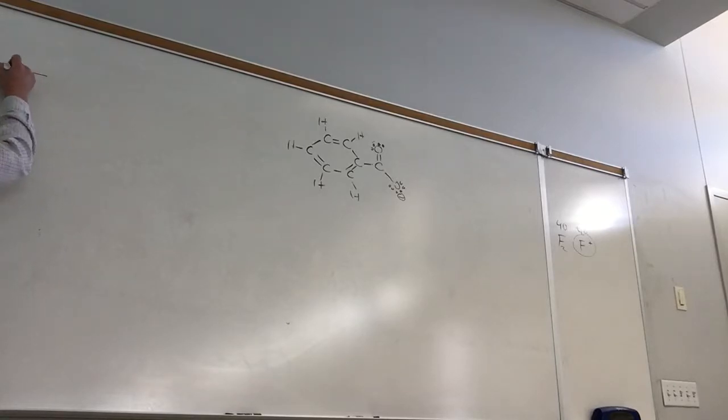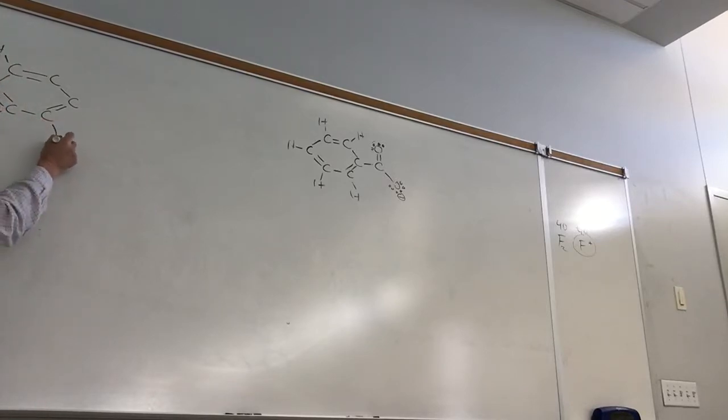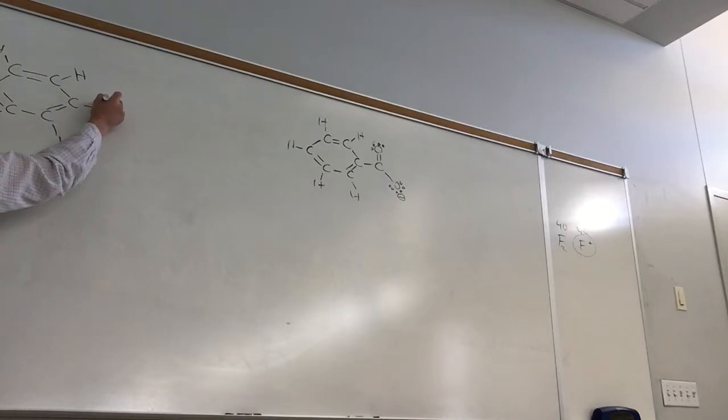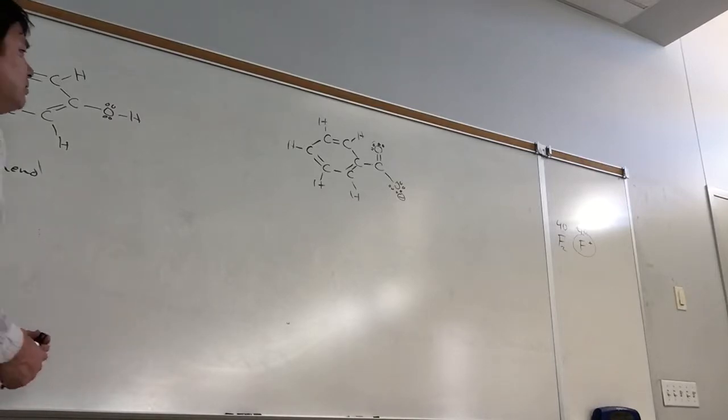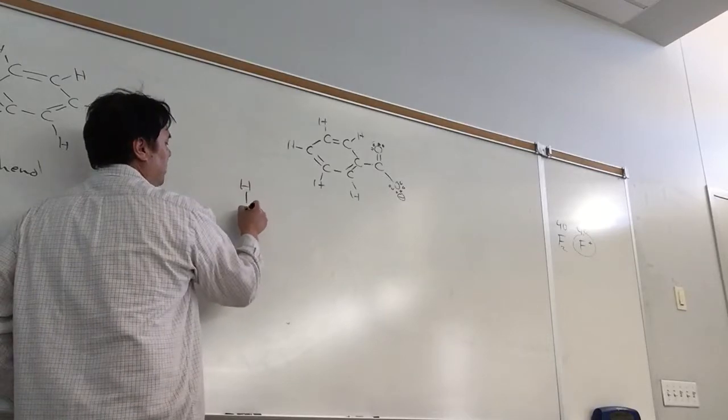One example is this. This is called phenol. Phenol is an alcohol, it's just got the COH. Alcohols, are they very good acids? Alcohols are awful acids. Why? Why are alcohols awful acids? For example, methanol.